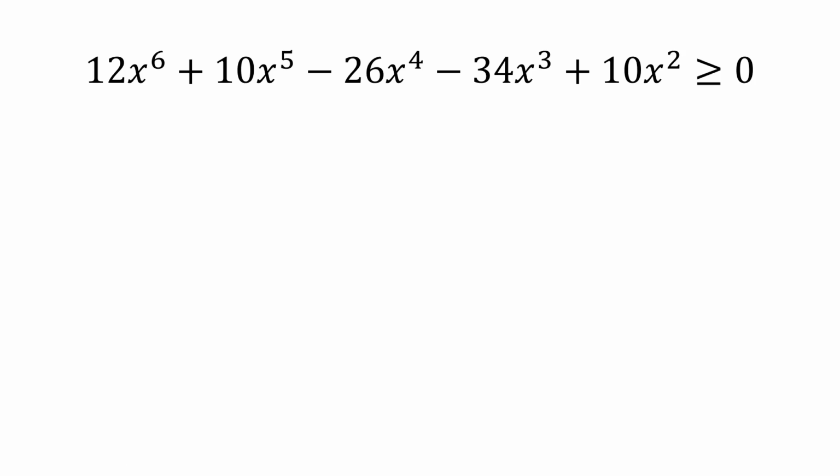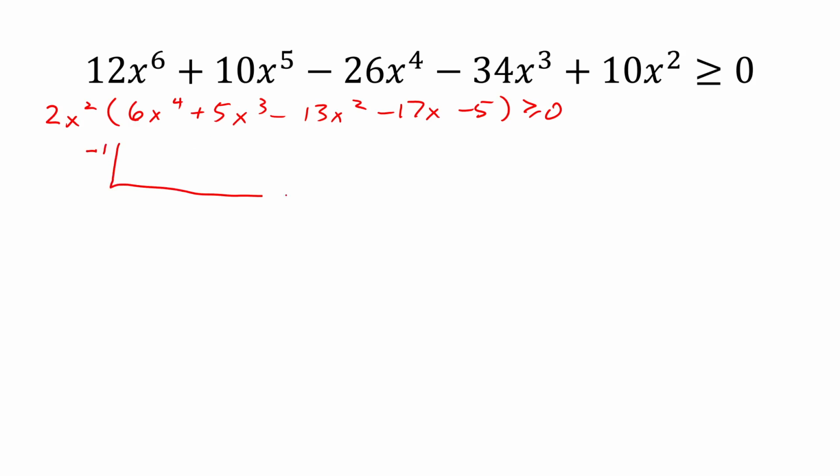First thing we do, of course, is common factor. We can common factor out a 2x squared, and we're left with 6x to the 4 plus 5x cubed minus 13x squared minus 17x minus 5 inside that bracket. We've got a fourth degree polynomial. We realize if we let x equal -1, that fourth degree polynomial equals 0. So our factor theorem tells us that we can do some synthetic division and figure out what the other factor will be.